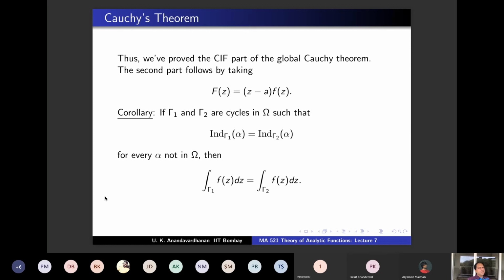Okay. So if gamma 1 and gamma 2 are such that they have the same indices of alpha, for every alpha not in omega, if they agree, then the integrals are the same.